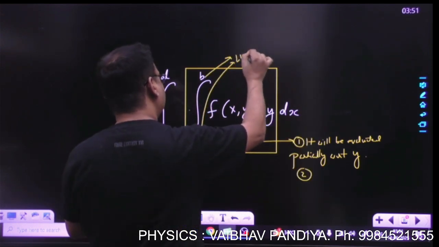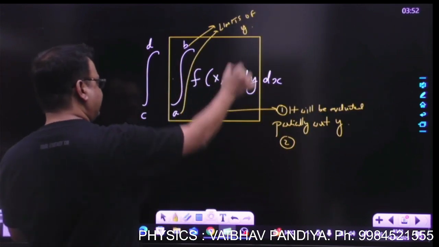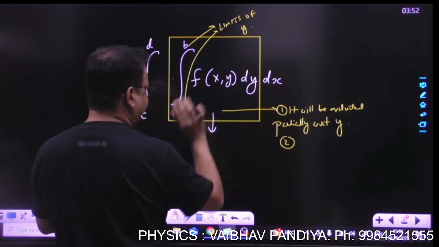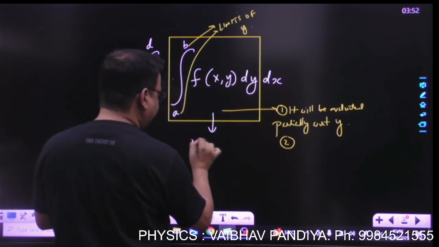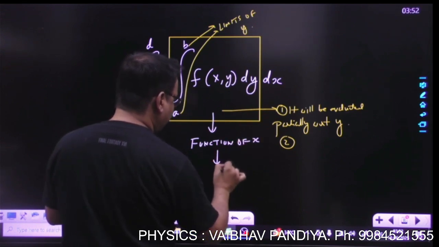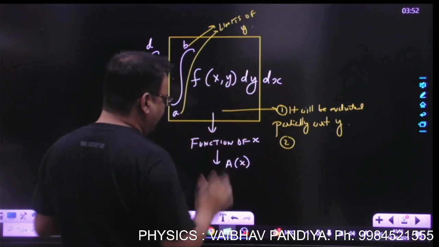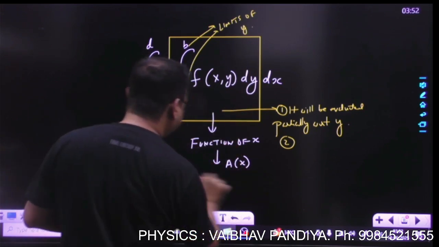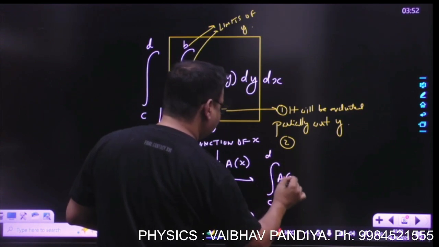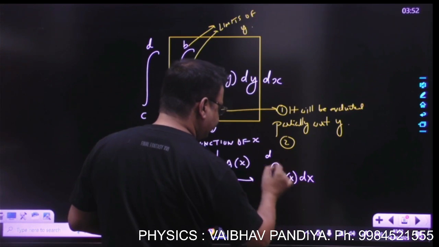These are the limits of y. And when you will get some value, you will get a function of x, because y will have the value, so you will get some function of x. Say I am writing it as a bracket x. Now since this value will come as some function of x, you can write this thing as integral of c to d, and whatever the function comes to be of x, and then you will write dx. Now here you are integrating, this is the outer integral.